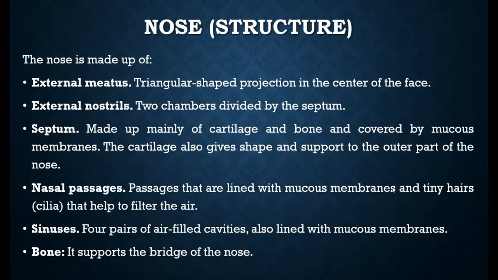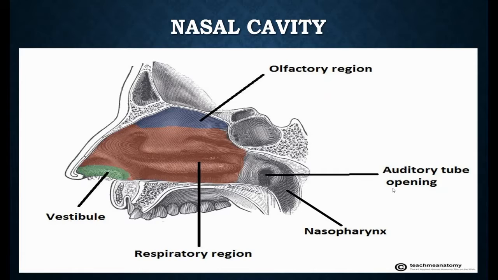Then the nasal passages, these are very fine mucous membranes which have cilia in them that help to filter the air. Then come the sinuses. These are the hollow spaces present at the lining of your nose and mucous membrane. They are four pairs. And then the bone itself, which supports the bridge of your nose. So this is how it looks.